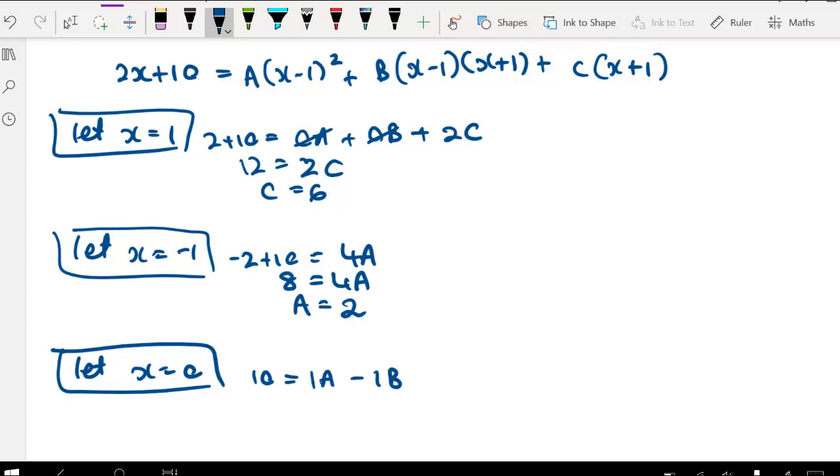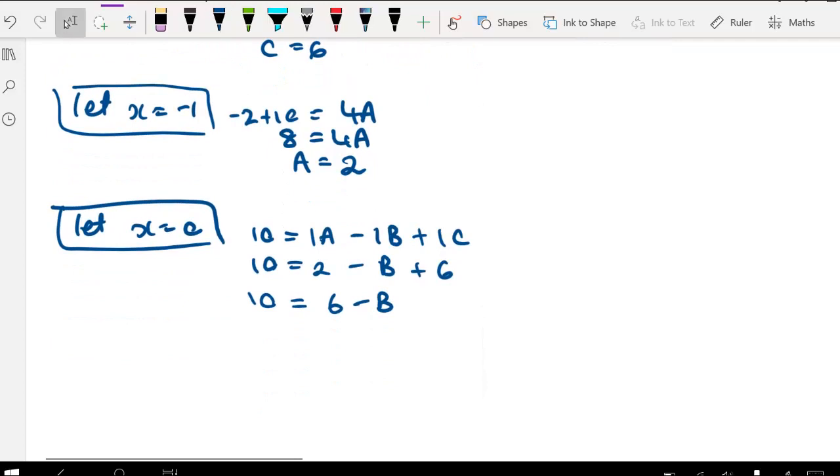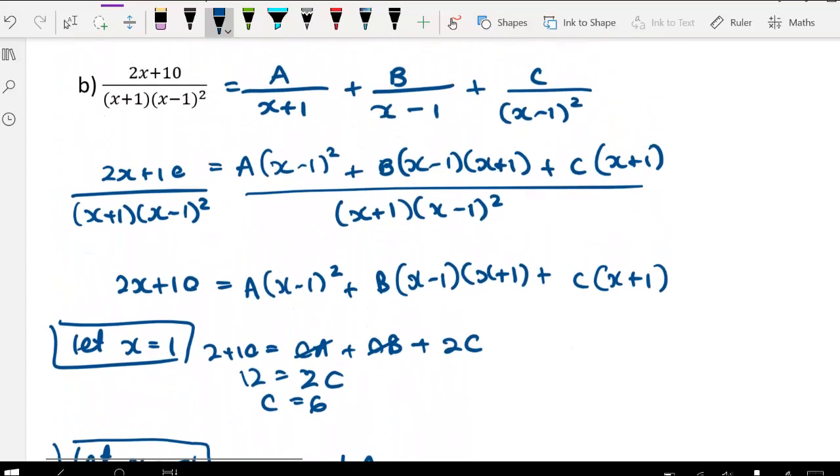So we end up with 1c. Now, as we know that a is equal to 2, and c is equal to 6, we've got 10 is equal to 2 take b plus 6. So we've got 10 is equal to 8 take b. And when we rearrange that, we end up with b is equal to -4. So now that we've got all three, we can rewrite the original.